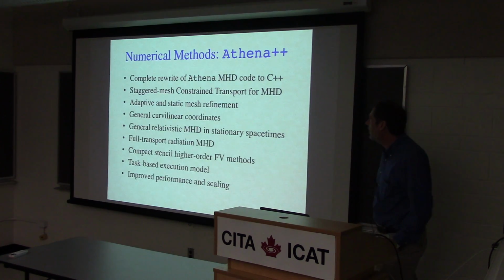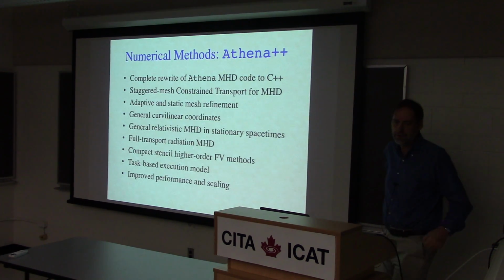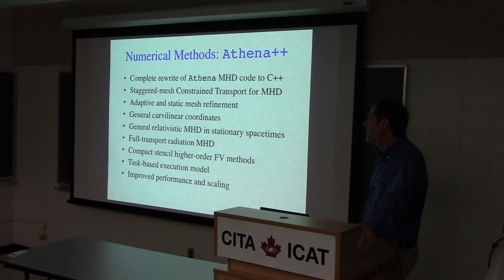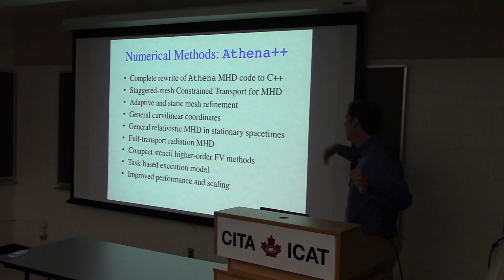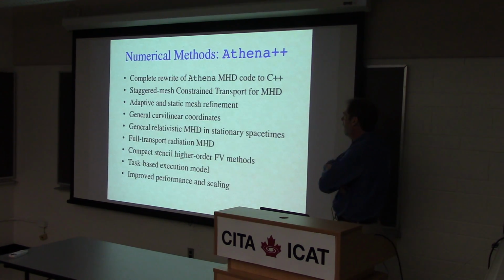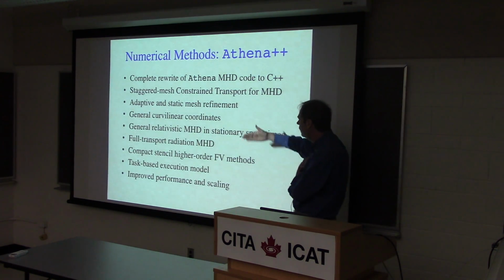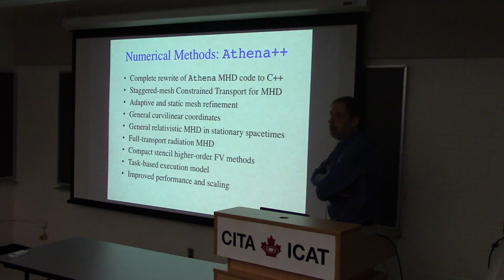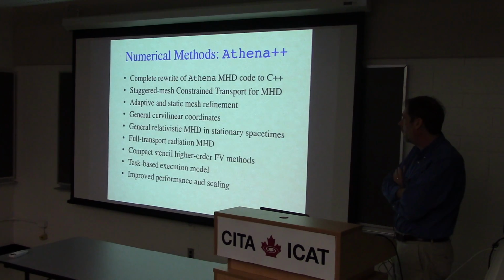So these calculations mostly use a new version of this Athena code I've been working on for a while. It's called Athena++. It's a complete rewrite into C++, thus its name, obviously. It contains the standard technique for MHD called constrained transport, which keeps div B equal to 0 exactly to machine precision, which is very, very nice. This new version has mesh refinement and general curvilinear coordinates, which we're going to use for this problem, using spherical polar coordinates.